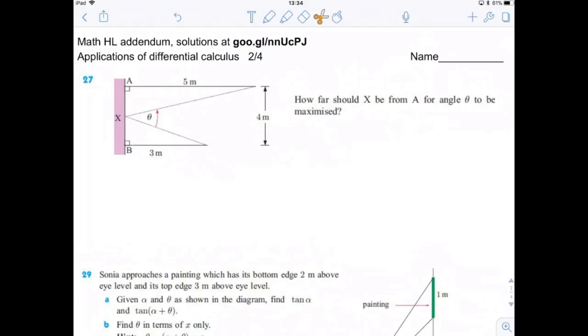Page 2 of HL Addendum for Applications of Differential Calculus, number 27. How far should x be from A for angle theta to be maximized? So they've got this diagram here of, I don't know, some bars sticking out of a wall or something.